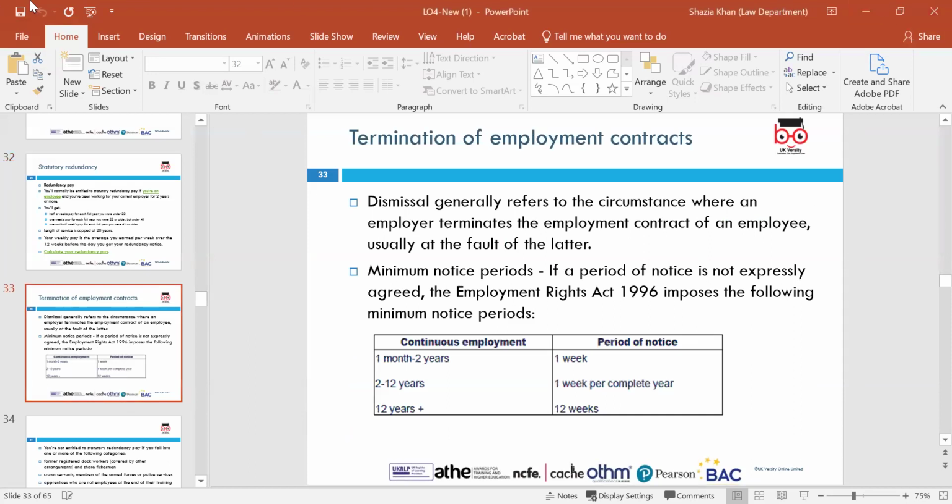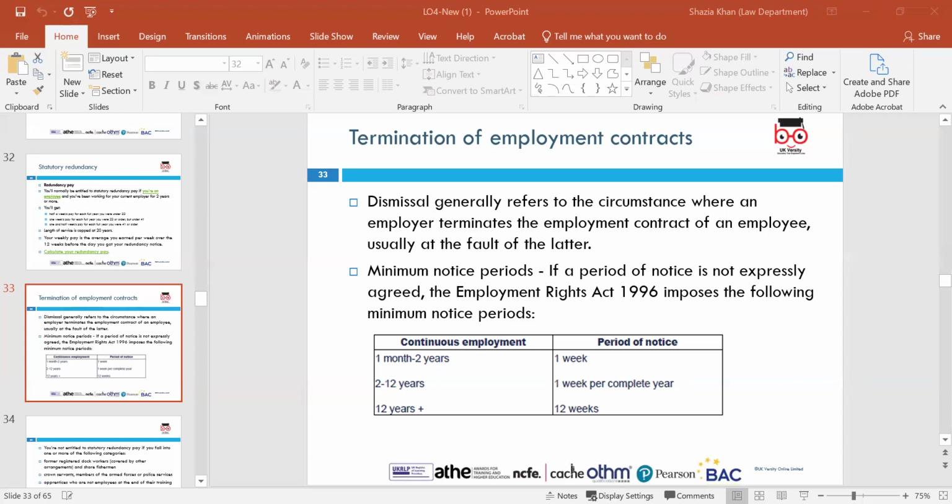Termination of employment contracts and dismissal generally. Employees with a period of continuous employment of at least 1 month, but not exceeding 2 years, are entitled to at least 1 week's notice from the employer. Those with 2 years' continuous employment or more are entitled to 1 week's notice for each complete year, up to a maximum of 12 weeks' notice.